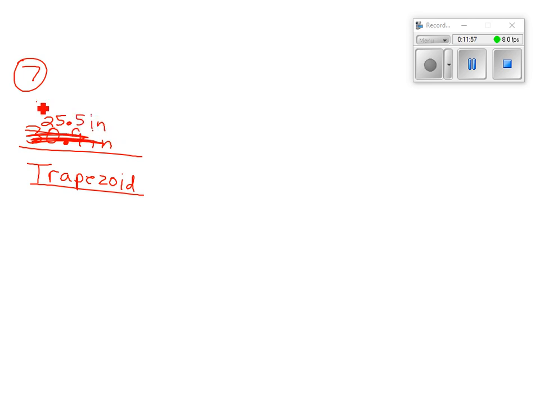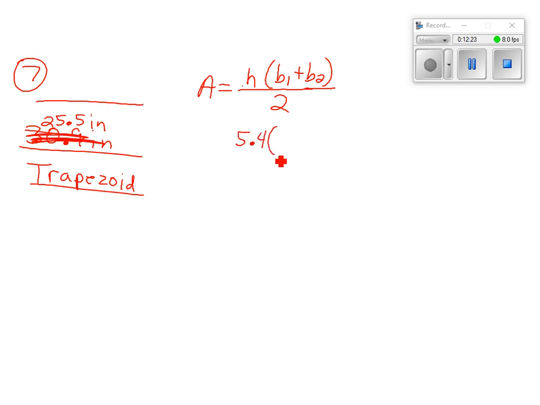The H is the what? The height. Formula for area of a trapezoid: half the height times B1 plus B2. Remember we said to change it and make it like this? What is the height this time? 5.4 times, what's base 1?